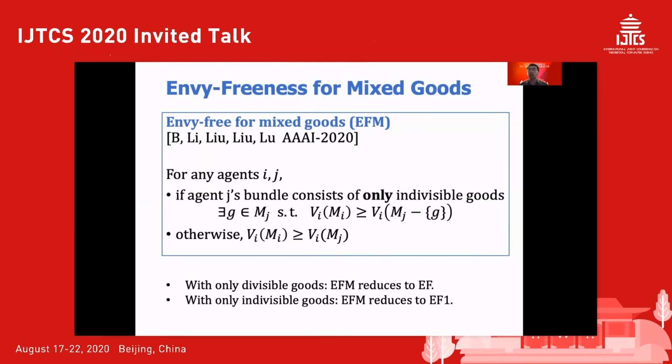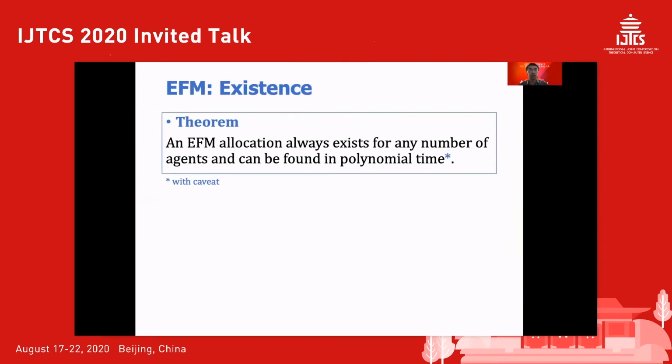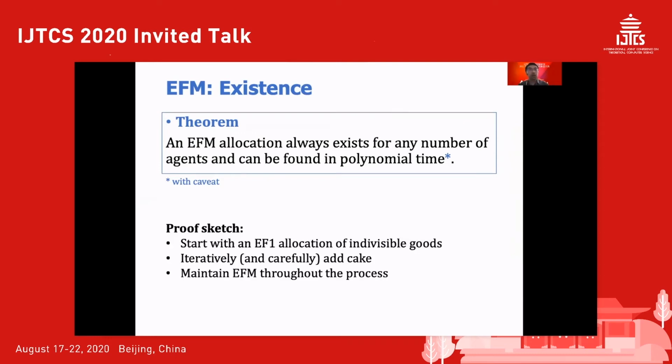But the next big question, of course, is: does an EFM allocation always exist in any mixed goods domain? Our main result we present in this talk is that an EFM allocation always exists in the mixed goods domain for any number of agents, and it can also be found in polynomial time, but with some caveats. For the rest of the talk, I want to give you a flavor of the proof of this theorem. I want to show you a proof sketch.